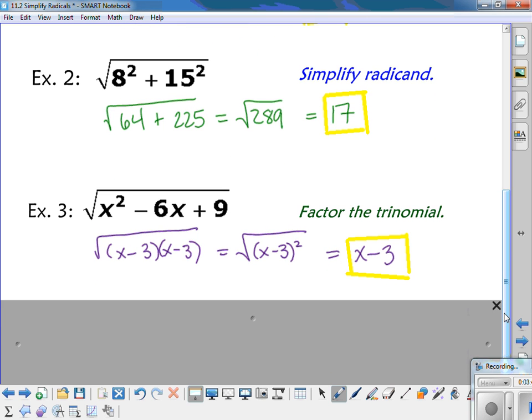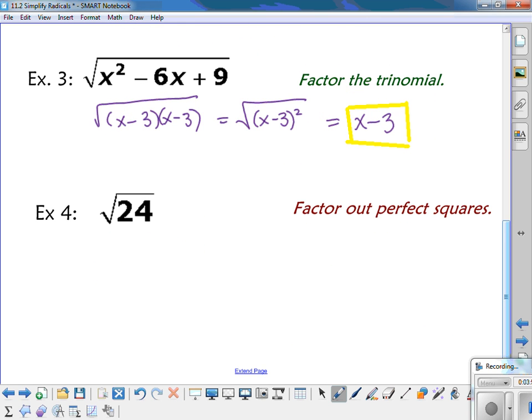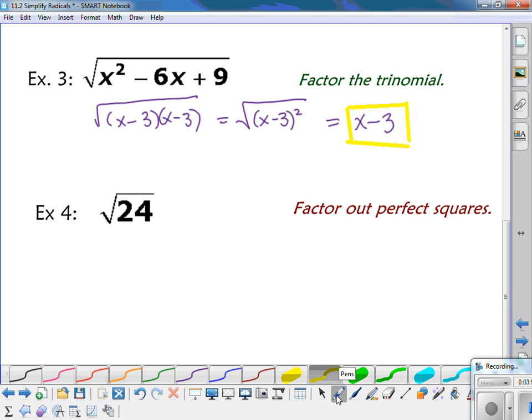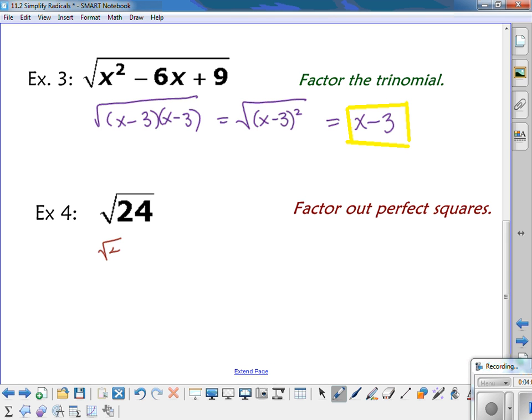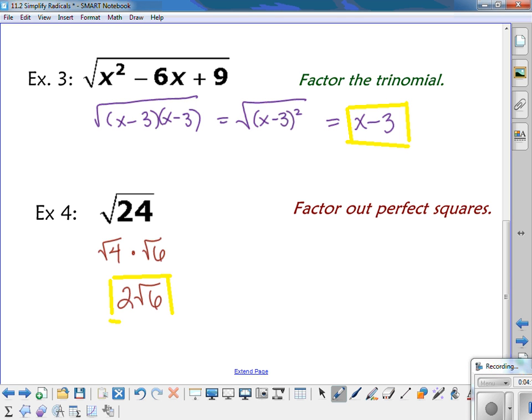Okay, and then we learned earlier in the year that we could factor out perfect squares. So what perfect square goes into 24? 4, right? Remember 4, 9, 16, 25, 36, we look for those, right? Okay, so that's the same as the square root of 4 times the square root of 6. I can take the square root of 4, which is 2, so it becomes 2 root 6. Okay?